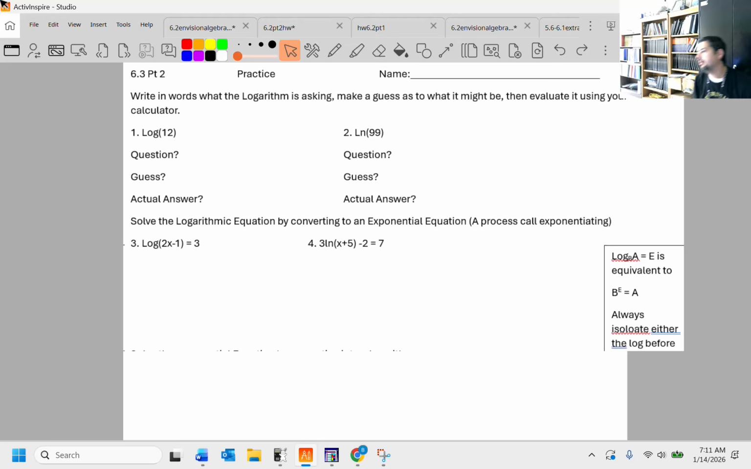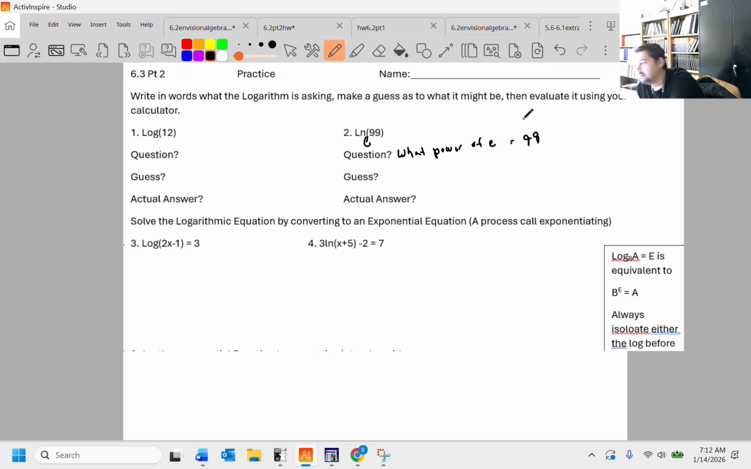This is 6.3 part 2. Writing words with logarithms, asking, make a guess as to what it might be, then evaluate it using your calculator. So, the question on number 2 is, by the way, this is an ln. An ln has a base of e. What power of e equals 99?